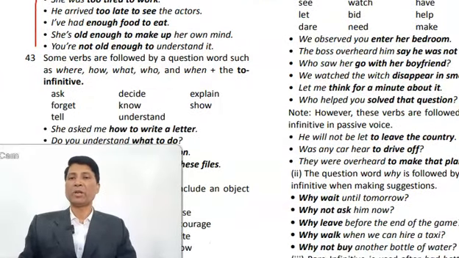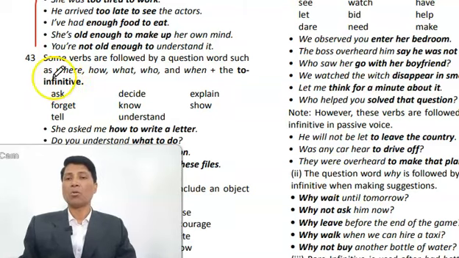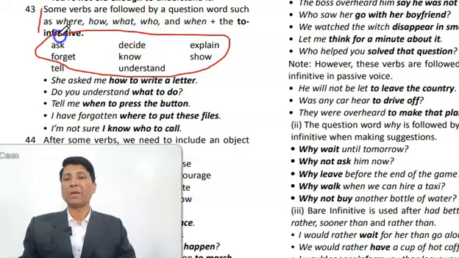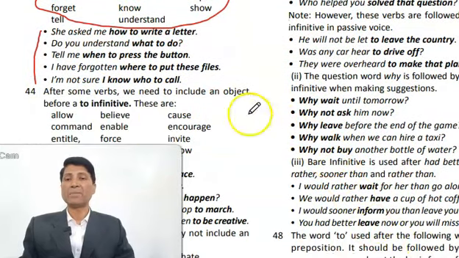Moving on to rule number 43. Some verbs are followed by a question word such as where, how, what, who and when plus the to infinitive. Very important. So what are these verbs? These verbs are given over here. Keep them in your mind and let us understand them with the help of these examples given over here. Read the examples carefully and let us understand.